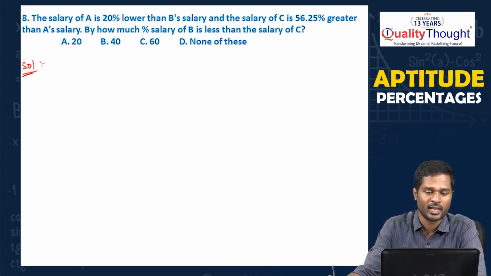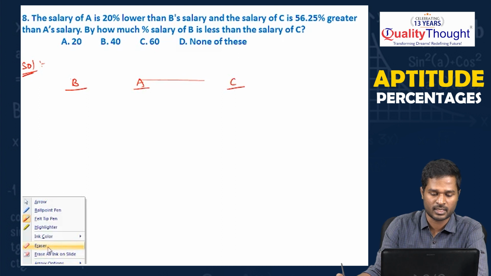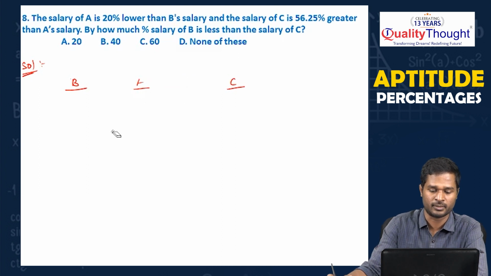Now see, A is 20 percentage less than B's salary. So he is comparing A's salary with B's salary, and he is comparing C's salary with A's salary. So what I will do is, I will write first B, and I will write A, then I will take C here. Okay. Let's find out the salaries of all the people individually.